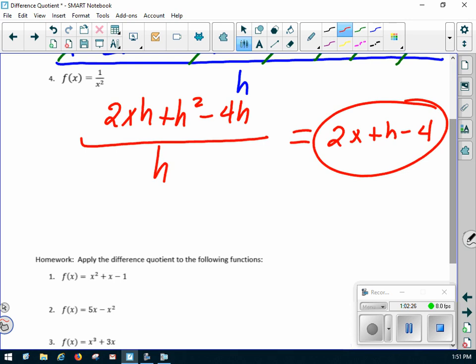Remember, you are finding the slope of the secant line. Now, another teaser. Remember we said as h gets closer and closer to 0, the secant line becomes the tangent line. So as h gets closer and closer to 0, the slope of the secant line becomes the slope of the tangent line. What if h is 0? What does this equal? 2x minus 4 is the slope of the tangent line. And that's what you will be able to do in your head. 3 seconds max in calculus. Slope of the tangent line.